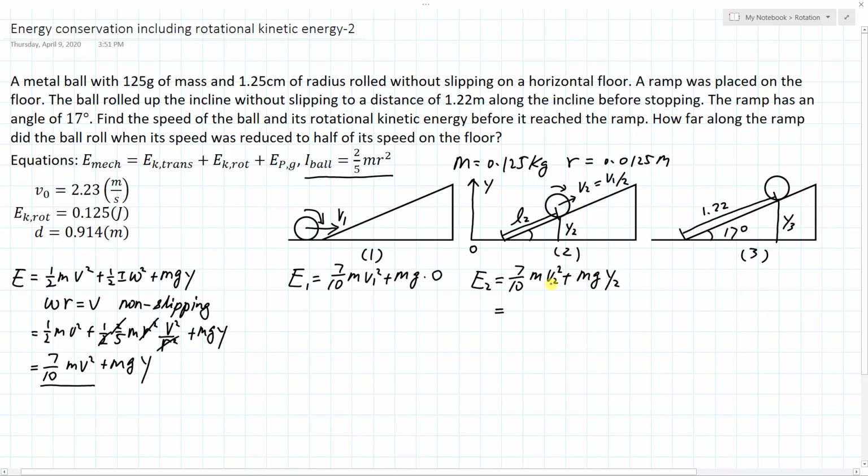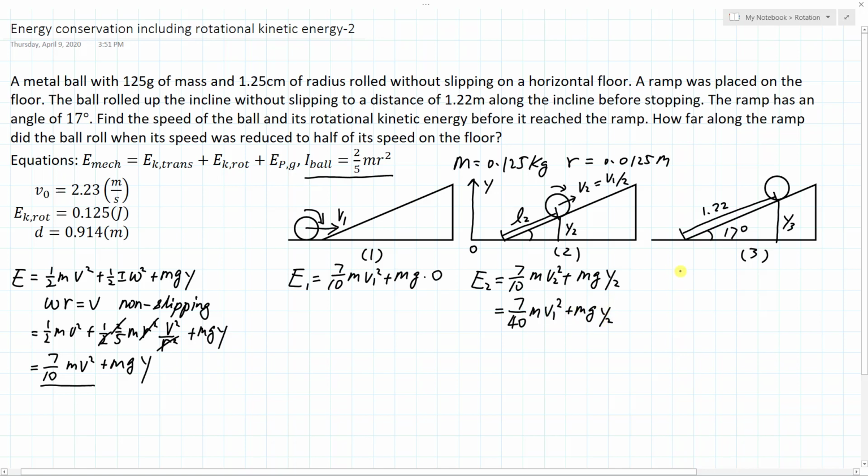You square the half into a quarter, and that quarter, the 4, goes into the denominator. You get the 40 in the denominator: 7/40 v1 squared plus mgy2. So that's as far as I can go.